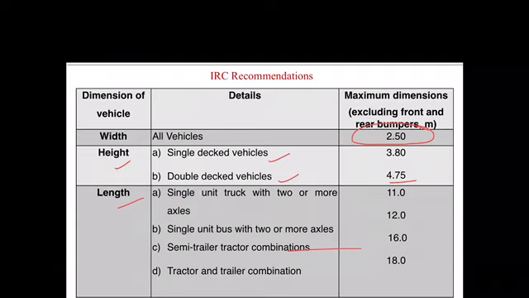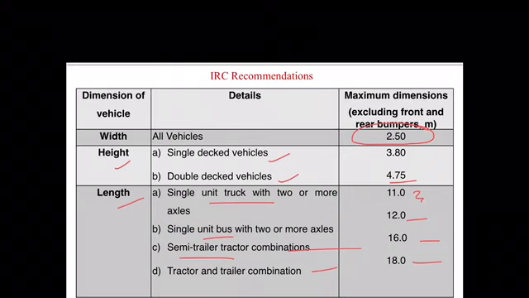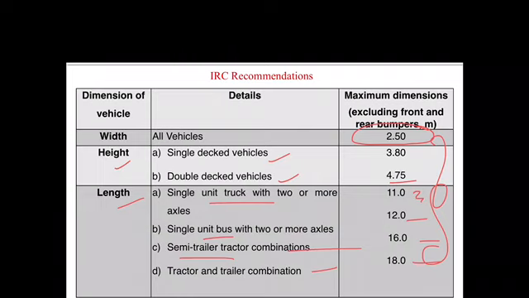And coming to the length, the length of the vehicles depends upon the number of axles provided. If it is a single unit truck with 2 or more axles, the length is restricted to 11 meters. A bus, 12 meters; a semi-trailer tractor, 16 meters; and for a tractor and trailer combination, the length can be increased up to 18 meters. So whenever you design for any vehicles, you need to keep these recommendations in mind, and no vehicle should exceed the dimensions given by the IRC recommendations.